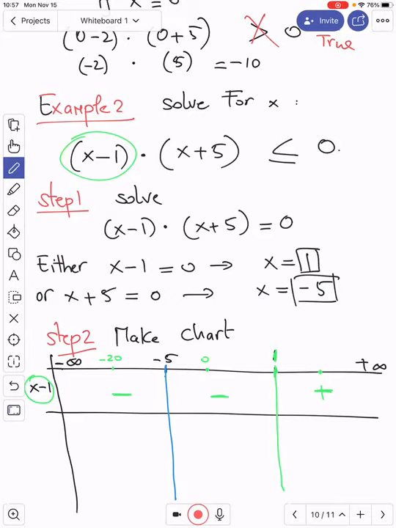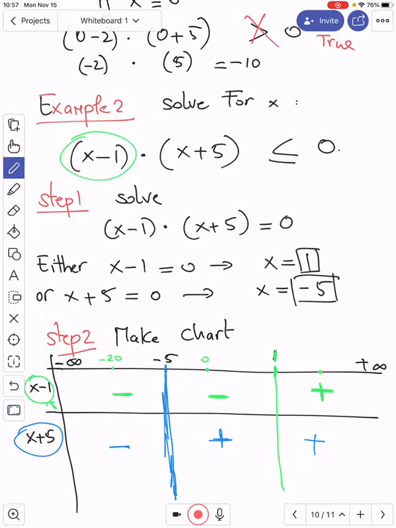But with this chart, you can just say, well, my first factor is x minus 1. It's positive on the right side of 1, and it's negative on the left side of 1. Next factor, it's x plus 5, and this blue line represents -5. On the right side of -5, it's going to be positive, and on the left side, it's going to be negative.